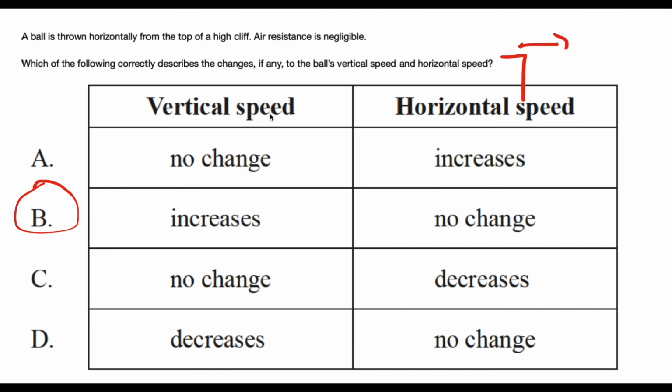So here it is increases because we are talking about speed. If this is talking about velocity, then the answer is going to be D, right? If you don't see why, you need to think about vector and scalar.